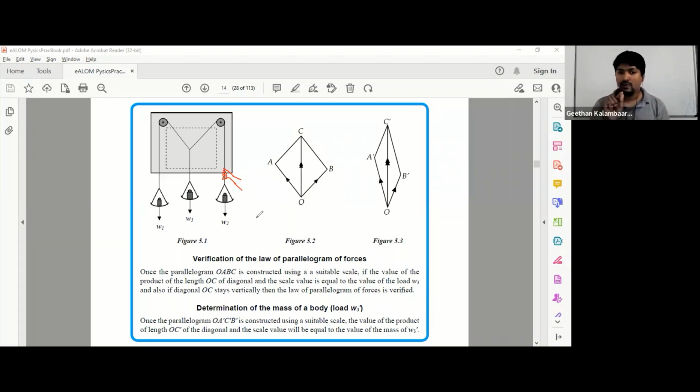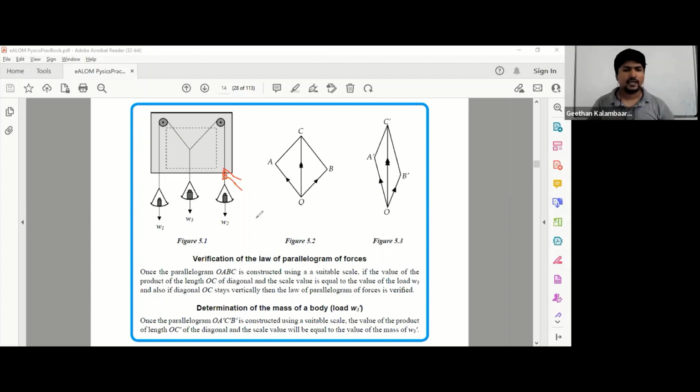There can be only one equilibrium position. So if the equilibrium position changes when you pull it down or push it down a little bit, there is friction, so it's not a good device to do the experiment on. Okay, so let's see how we do the verification now.